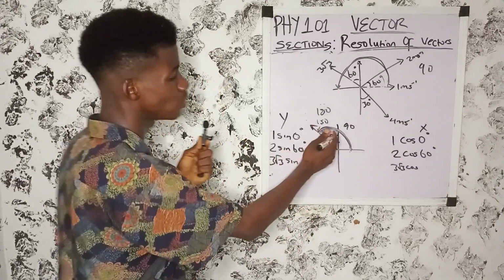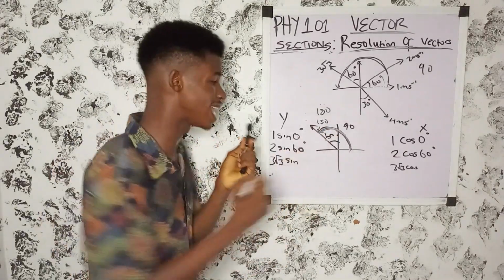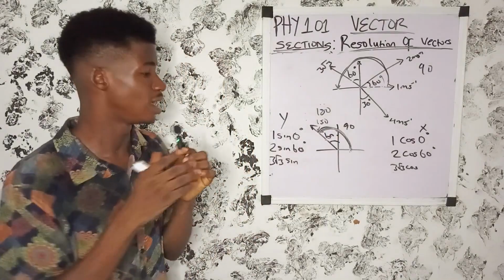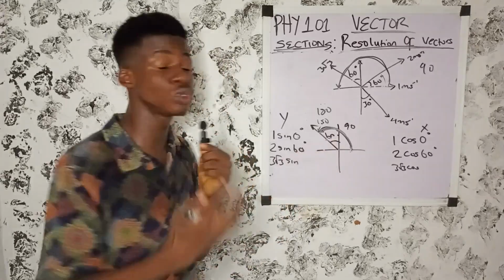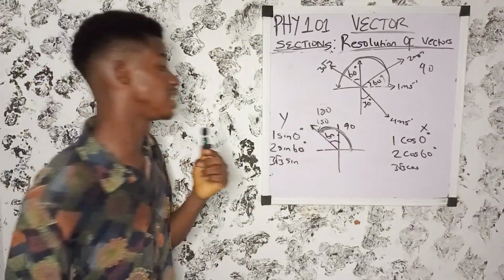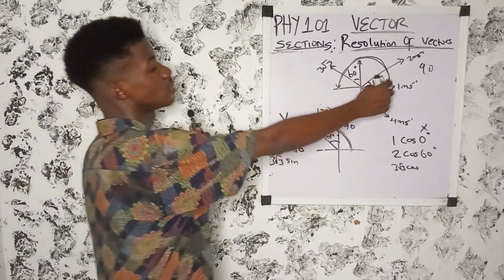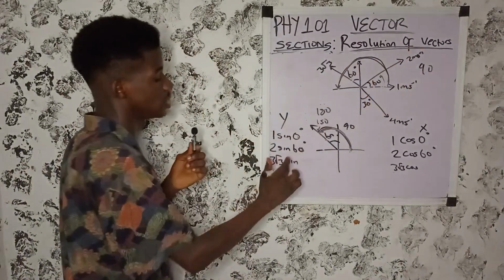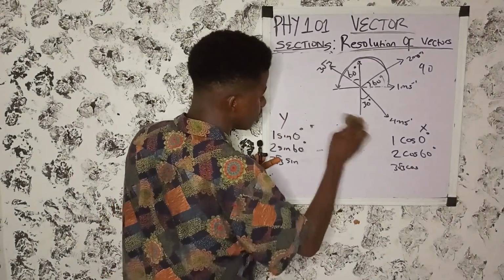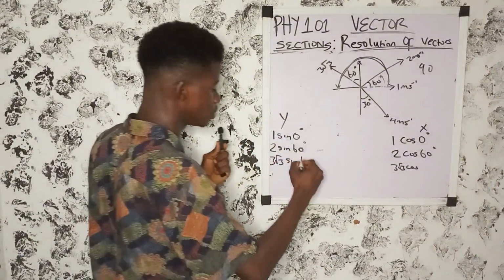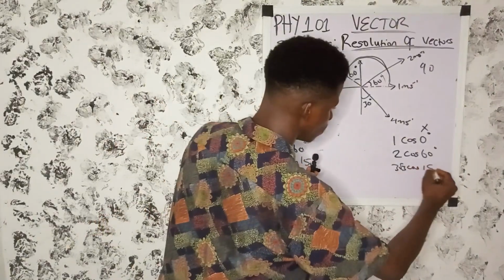Because we can never have a value like 60 here. Never. Because from here to here is 90, so the value we will have here is supposed to range from 91 to 180. So we just need to add 90 plus 60. So the right angle here is 150. Then here, 150.